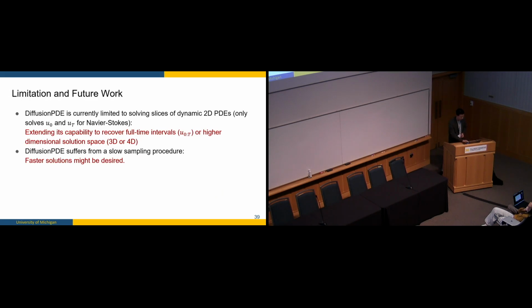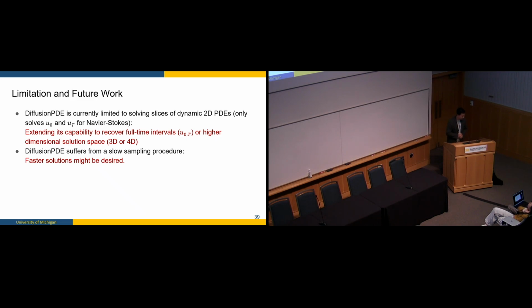Okay, so today I presented DiffusionPDE, a generative framework for solving partial differential equations from partial observations. But it is not without its limitations. DiffusionPDE is currently limited to solving only slices of dynamic 2D PDEs, meaning that we're only modeling the joint distribution of U0 and UT for Navier-Stokes, for example. We'd like to extend its capability to recover the full time interval, all the intermediate stages between 0 and T, instead of just modeling the initial and final state. We also want to extend this framework to higher dimensional solution spaces such as 3D or 4D.